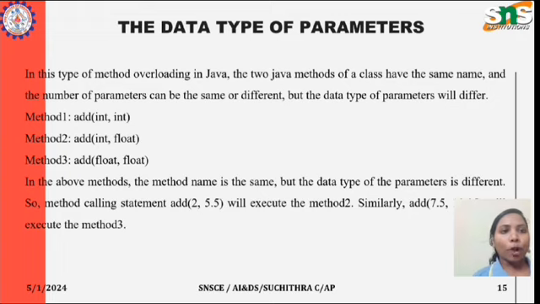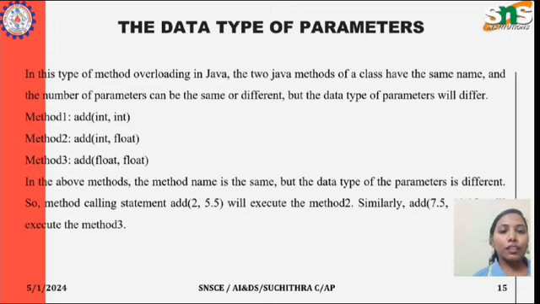Changing the data type of parameters. The next way is changing the data types. In this type of method overloading in Java, the two Java methods of a class have the same name and the number of parameters can be the same or different, but the data type of parameters will differ. Here you can see method 1 is add(int, int). Method 2 is add(int, float). They have given the data types int and float here. In method 3 they have given add(float, float).